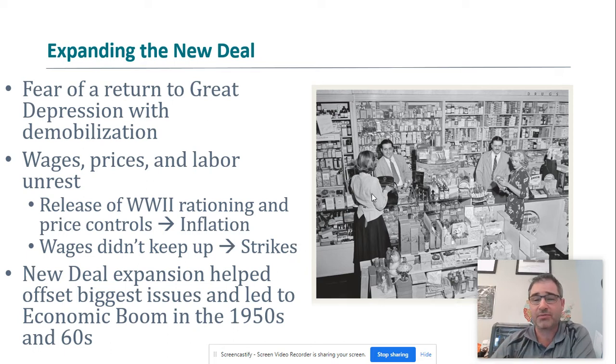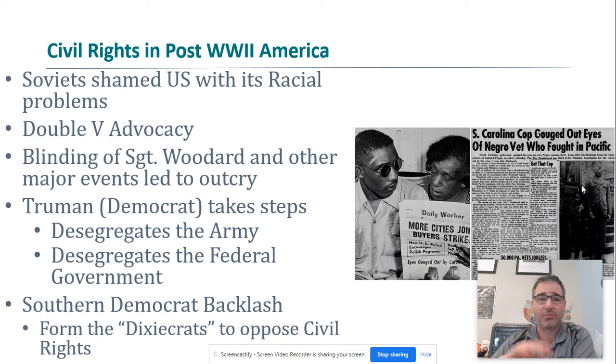And this is going to lead to what's often called the Great Boom or the Long Boom. Throughout the 1950s and 60s, the United States economy expanded at one of the greatest rates ever. And we'll talk about how the United States got through some of that stuff in a minute. But first, let's talk about civil rights.